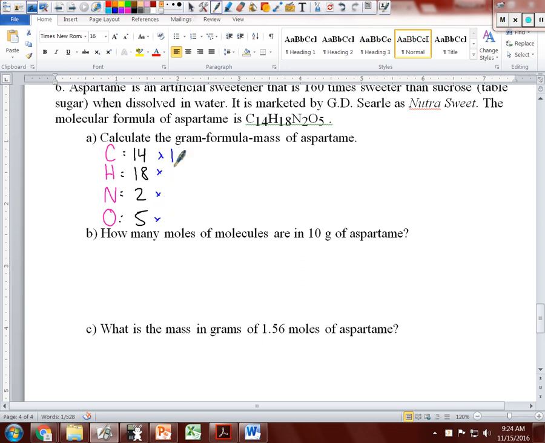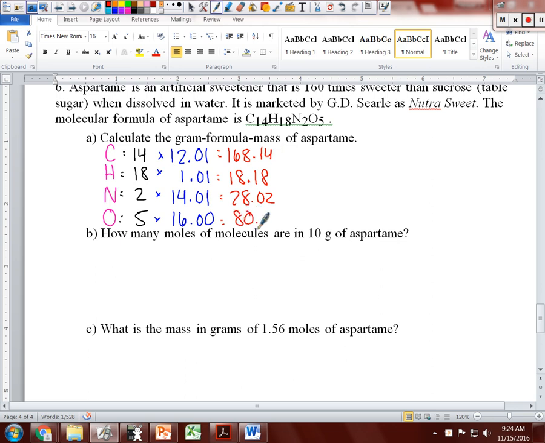Okay, what's the mass of carbon? Very good. 12.01. Hydrogen? Very good. 1.01. Nitrogen? Very good. And oxygen? 16 even. All right, so now I know that this is 18 point what? 18? Okay, this is 28.02. What's 14 times 12.01? Okay, and what's 5 times 16?